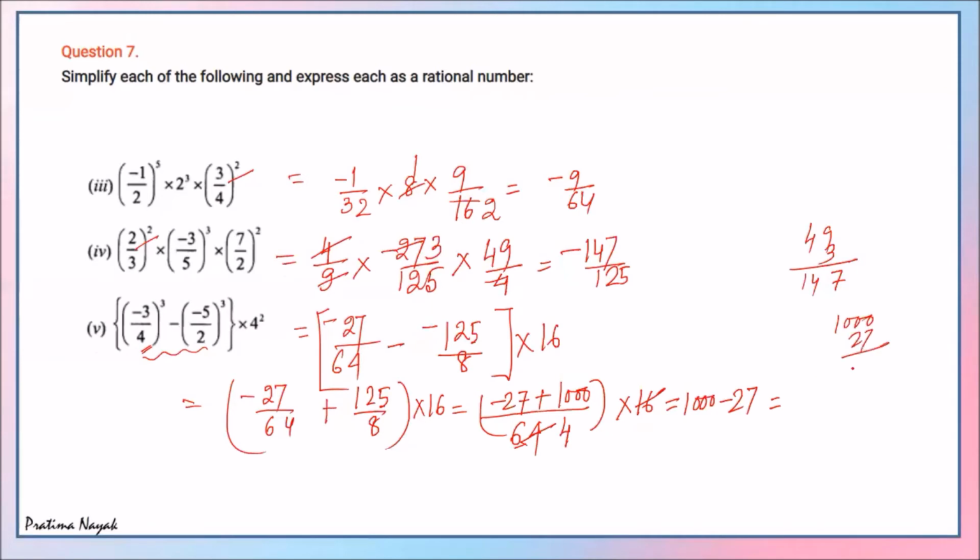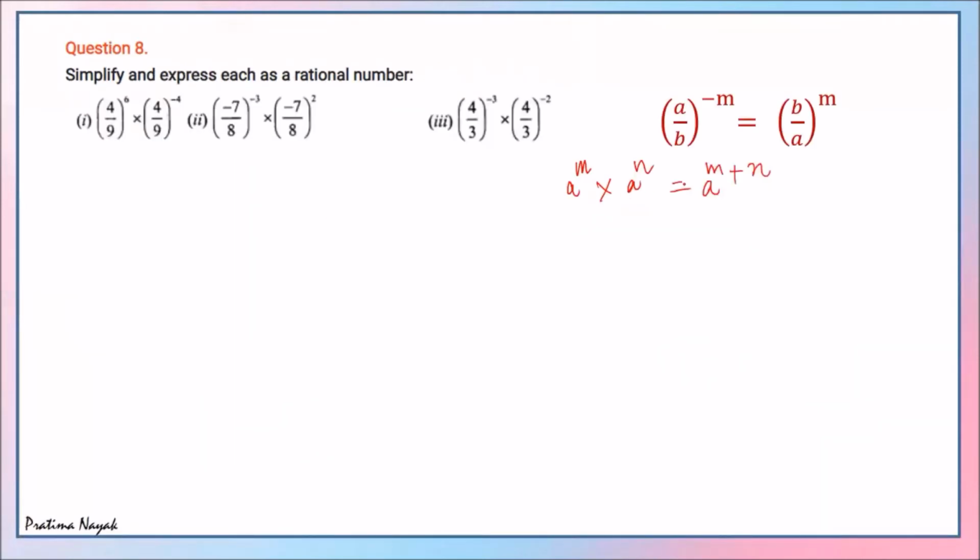So 973 is the answer. 973 by 4 is the answer. So A is any rational number. Here, for question number 1 it is 4 by 9. For 2 it is minus 7 by 8.